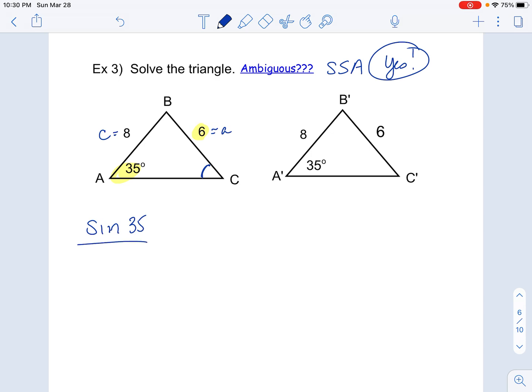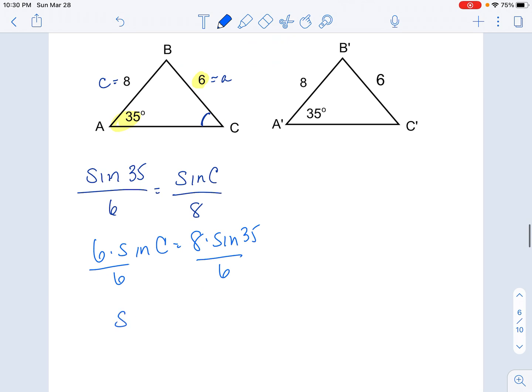So I get sine of A over A, sine of 35 over 6 is equal to sine of C over 8. Again, do that quick cross multiply. I get 6 times sine of C equals 8 times sine of 35. Divide both sides by 6. So I get sine of C equals 8 times sine of 35. Hit enter, close your parentheses, divide by 6. And that gives me 0.76 approximately. So again, I have to go second, sine, and then the negative sign. And that gives me an angle of 49.9 degrees.